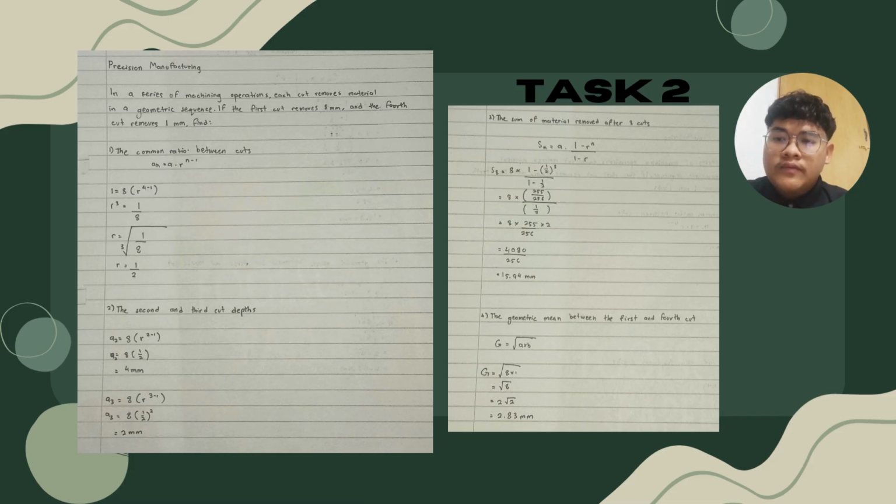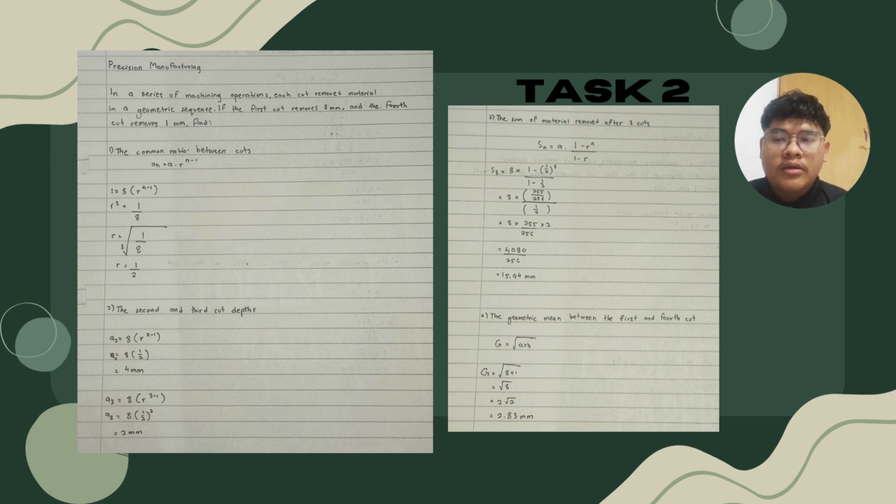For the last question, the geometric mean between the first and fourth cut is calculated as G equals square root of A times B, where A equals 8 and B equals 1. G equals square root of 8 times 1, square root of 8. So we will get the answer approximately 2.83 mm. To summarize, the common ratio is 1/2.